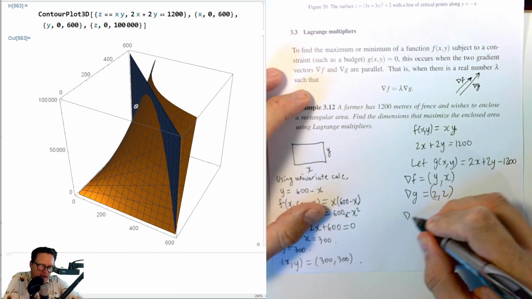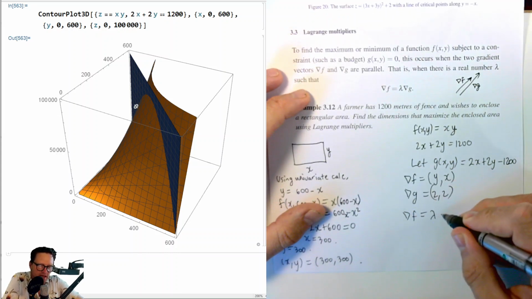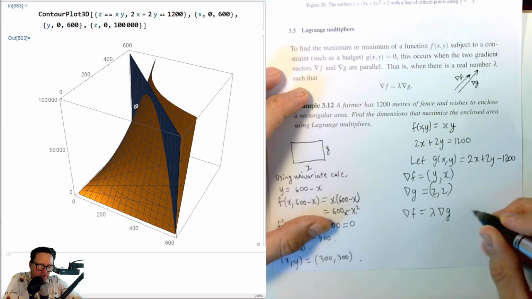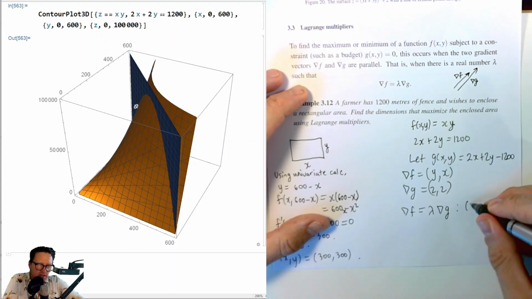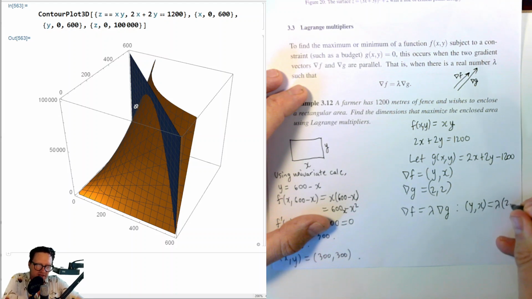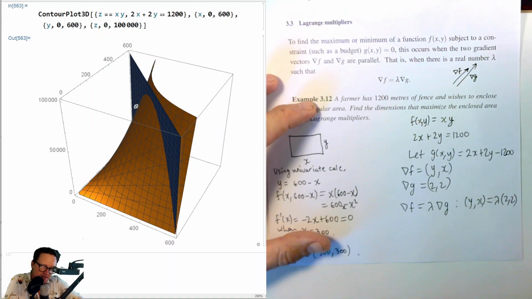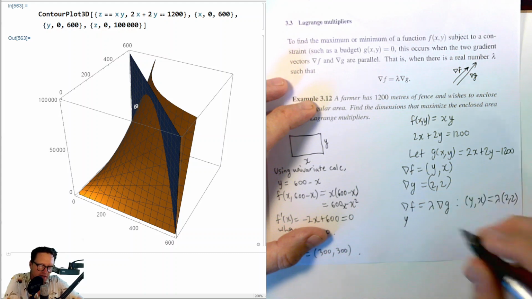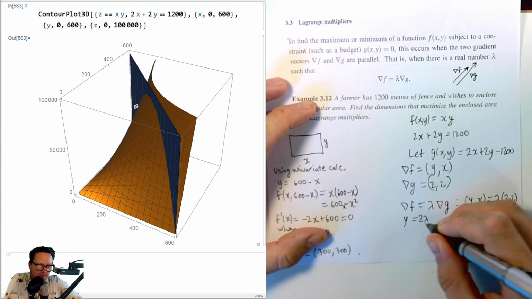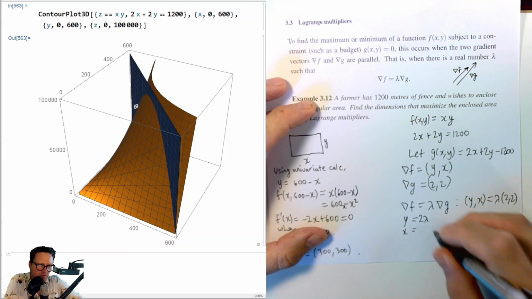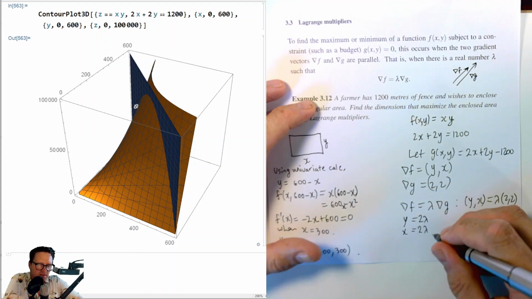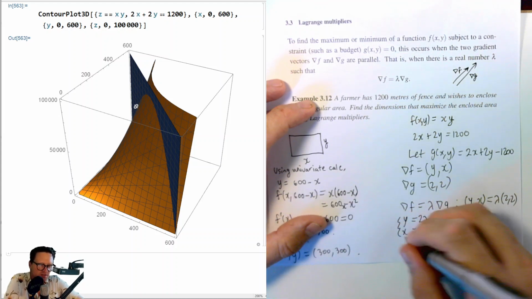All right, so grad f equals lambda grad g is the equation y comma x, the vector, is equal to lambda times the vector 2, 2. So that gives us two scalar equations. y is equal to 2 lambda and x is equal to 2 lambda. So now what we want to do is sub into the constraint.